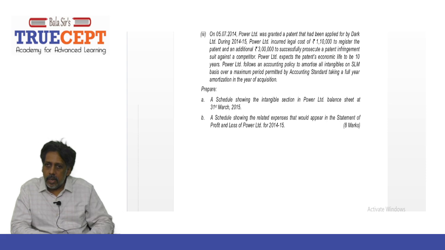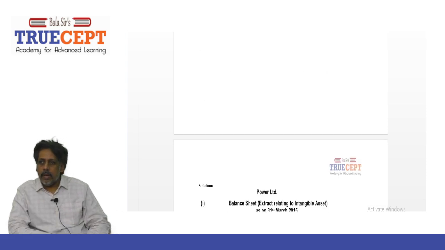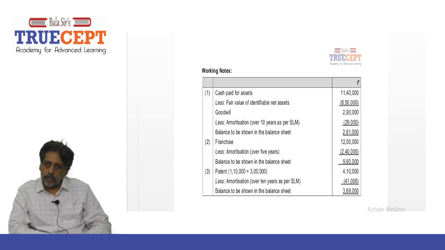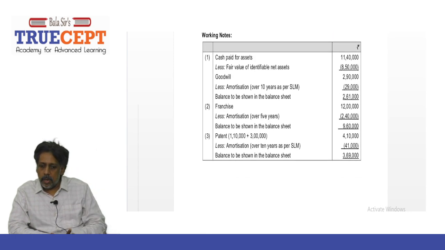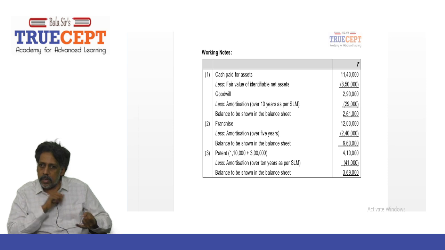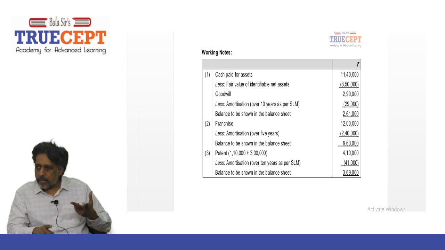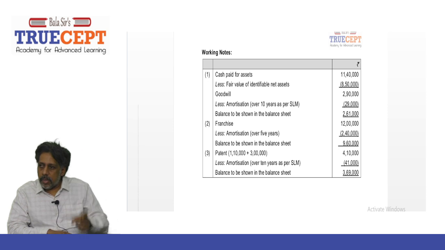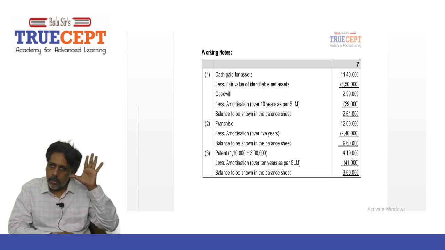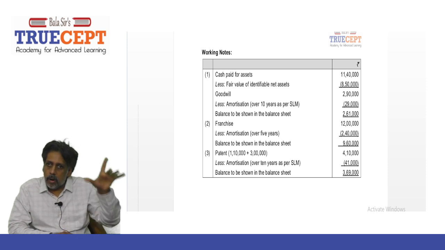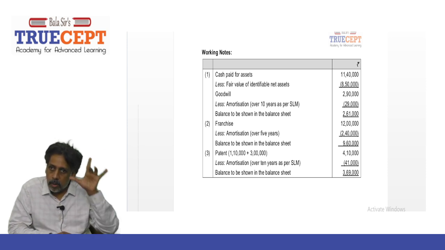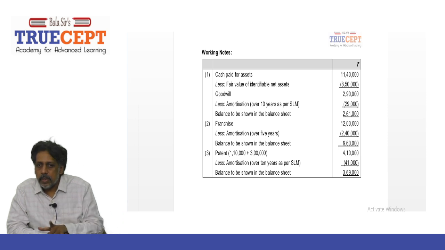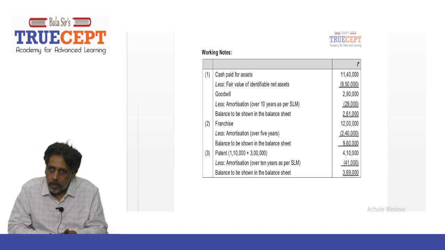Now, how do you go about this example? First, let us see the working notes. Go to the workings, Renuka. Yes, sir. So the first working is regarding cash paid for assets, goodwill. That is 11,40,000 paid for 8,50,000 worth of net assets. Now, what is the extra your company paid? 2,90,000. You are Power Limited, okay?